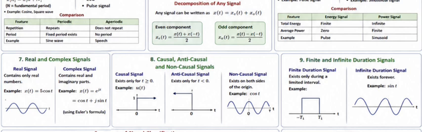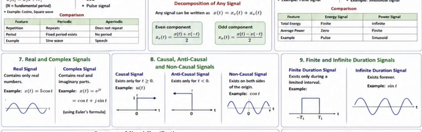Next, we are going to discuss the causal, anti-causal and non-causal signal. When a signal exists only for the time period greater than or equal to 0, then such a signal is what we call a causal signal. Okay. So the present output will depend on the present input signal. That is why we are dealing with t greater than or equal to 0. But the anti-causal signal exists for the time period t less than 0, which means for the previous values alone. For a non-causal signal, the signal will exist in both the positive and negative direction.